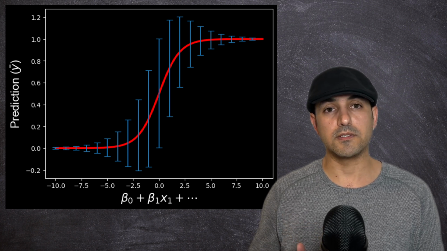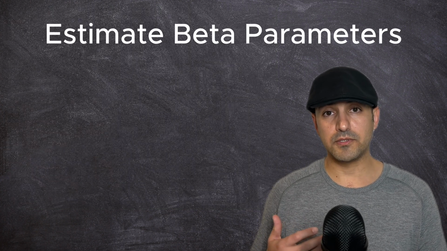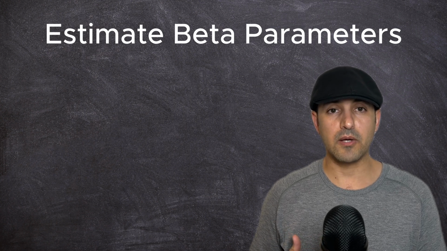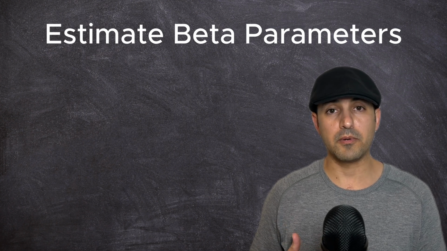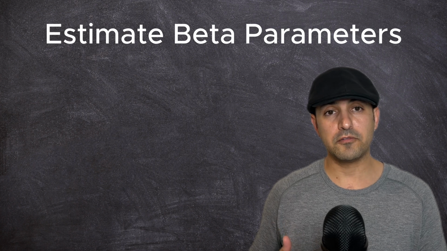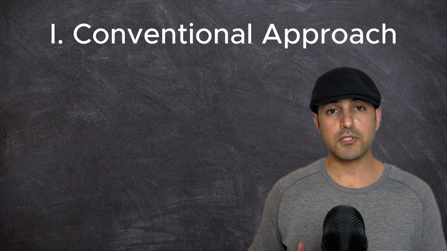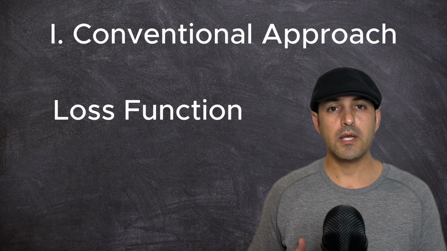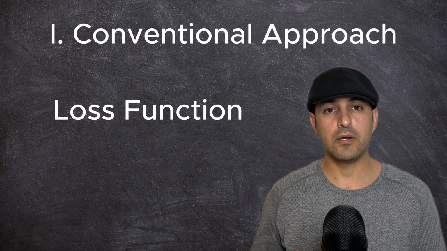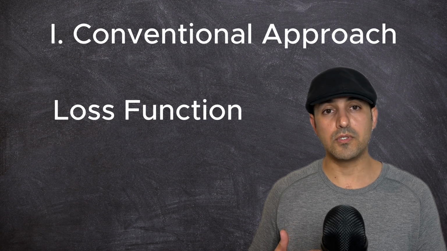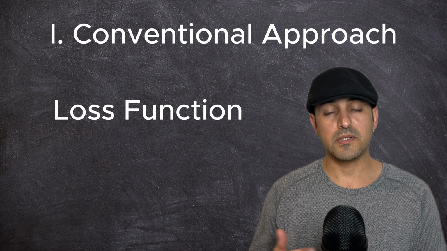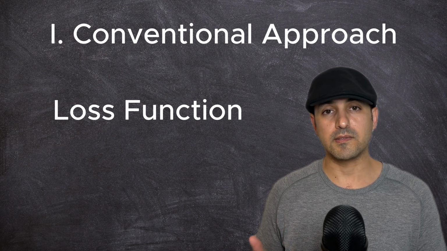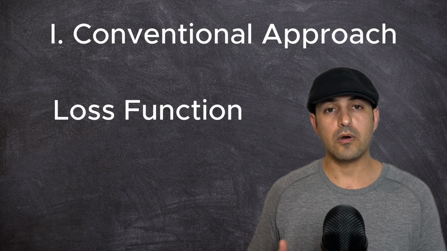As the last chapter of this video, let me say a few words about how we estimate the unknown beta parameters. I'm going to leave an in-depth explanation for another video. The conventional approach is to define a type of error function, a loss function, and minimize it. Depending on our interests, we can choose different error functions. Precision, accuracy, sensitivity, and many more are among the possible measures that we can use.